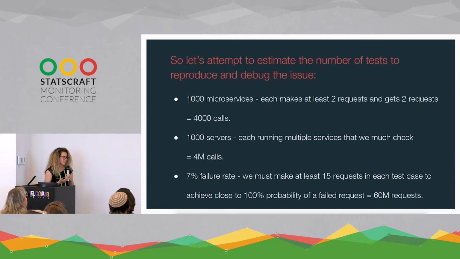Let's try to calculate how many tests we need to do. 1,000 microservices, each makes at least 2 requests and gets 2 requests, so 4,000 calls. 1,000 servers multiplying 4,000 calls, it's already 4 million calls. And a 7% failure rate basically says that every 15th request is failing. So in order to have close to 100% probability of finding a failed request, we need to do at least 15. So 4 million calls multiplied by 15, it's 60 million requests. Basically 60 million tests we need to do in order to debug the issue.